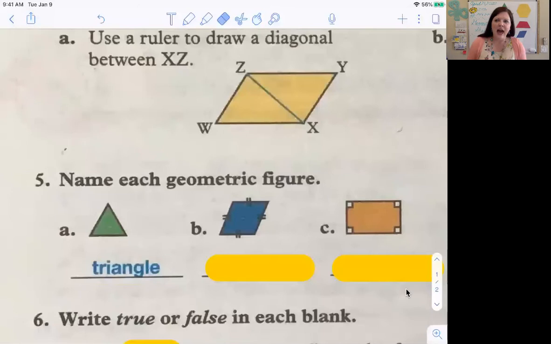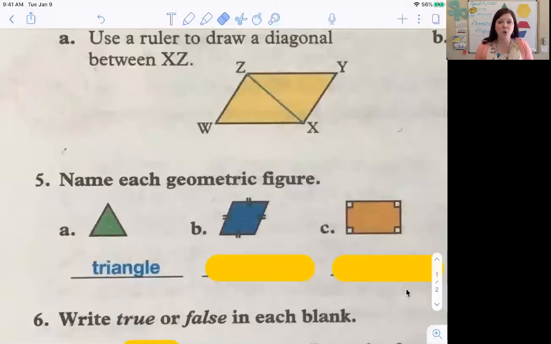Let's look at letter B. I'm going to talk a little bit about those little lines that you see in just a moment. Letter B, how many sides does it have? 1, 2, 3, 4. It has 4 sides. The little lines mean that all of the sides are congruent. That means they're the same shape and the same size. And to me, that makes sense because those little lines look like equal signs. So I think that all of the sides are equal. That means they're all congruent. They're all the same shape. They're all the same size.